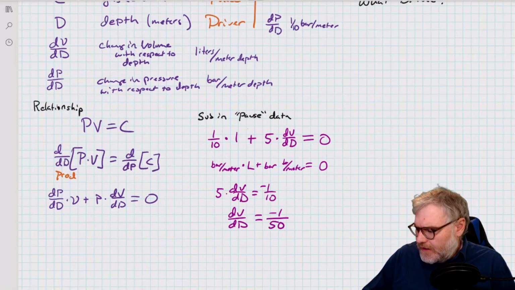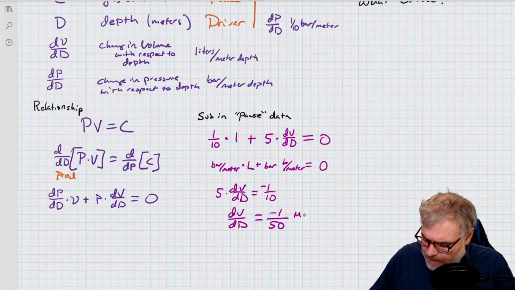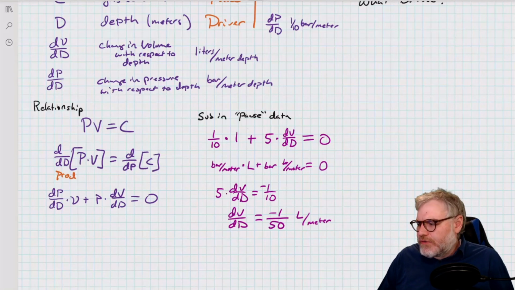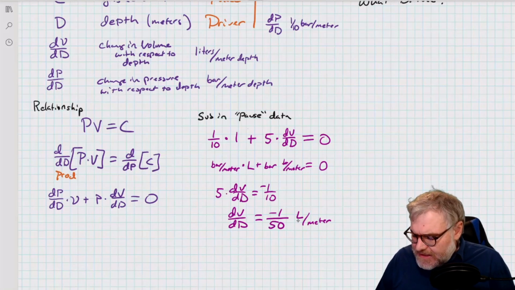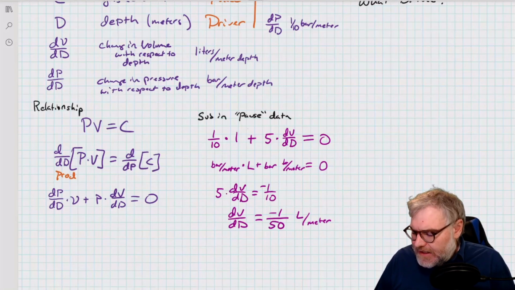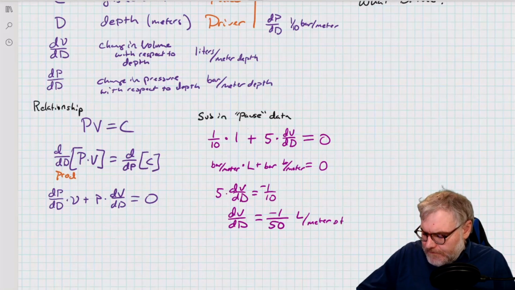-1 over 50 liters per meter. So I've got liters per meter, and don't try to convert liters to cubic meters or something like that. Okay, don't do it. This is a meter in depth, which is something different than a liter of gas, right? So it's not a square meter or something like that of gas. That makes no sense. Okay, it's liters per meter of depth.